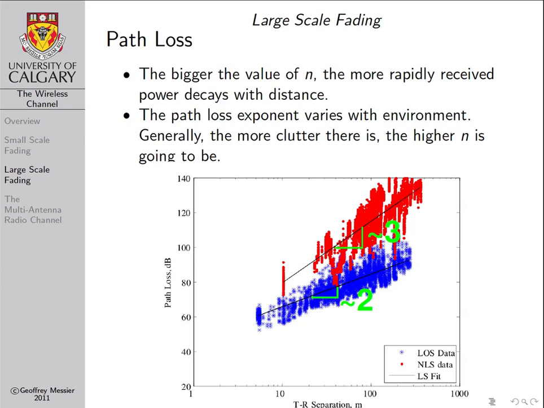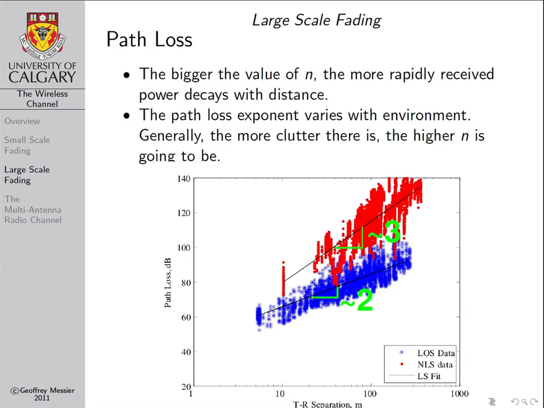And so here we have two sets of measurements, again from the paper I referenced a few slides ago. The blue dots are from one set of measurements from one environment. The red dots are from a slightly different environment. And so if we look at the blue dots first, and the blue dots, as is indicated in the legend, represent line of sight data, or data collected where there was a clear path between the transmitter and the receiver.